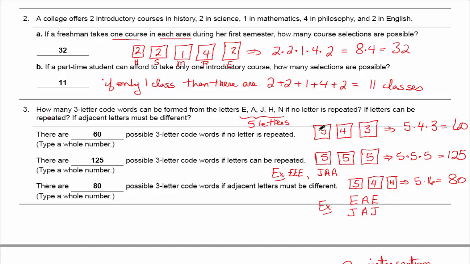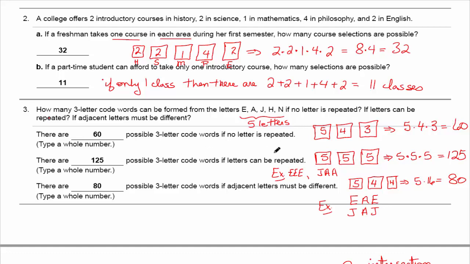I could pick 5 letters for the first position. But once I picked one of these, there's only 4 left to pick from. And finally, once I make that selection, there's only 3 left. So 5 times 4 times 3, and I get 60.